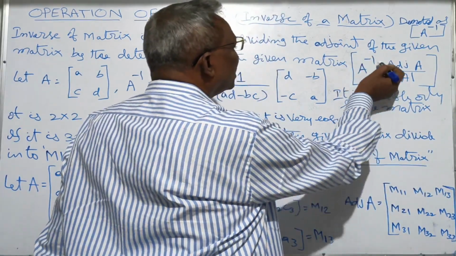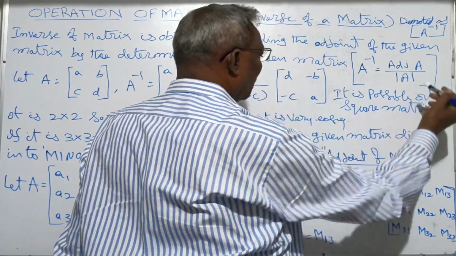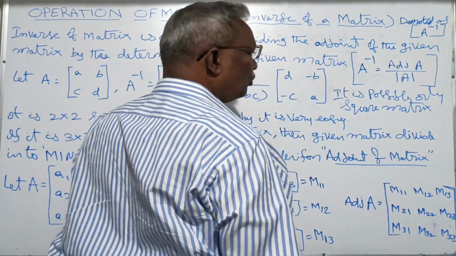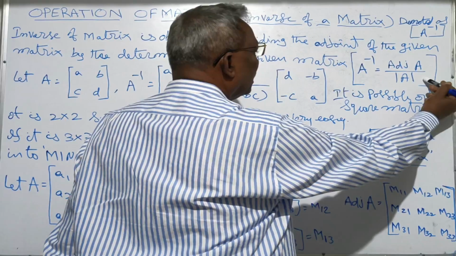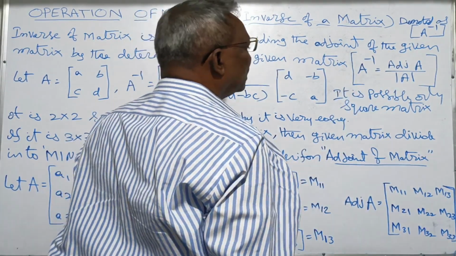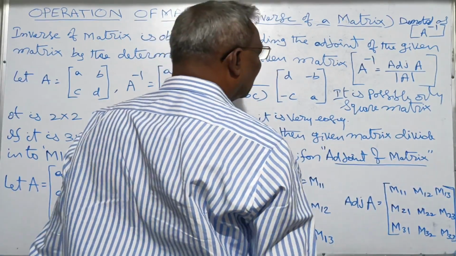To know the A inverse, we must know the adjoint of A, number 1, and determinant of A, number 2. When we know the adjoint of A and determinant of A, it is easy to solve A inverse. That is adjoint of A by determinant of A.